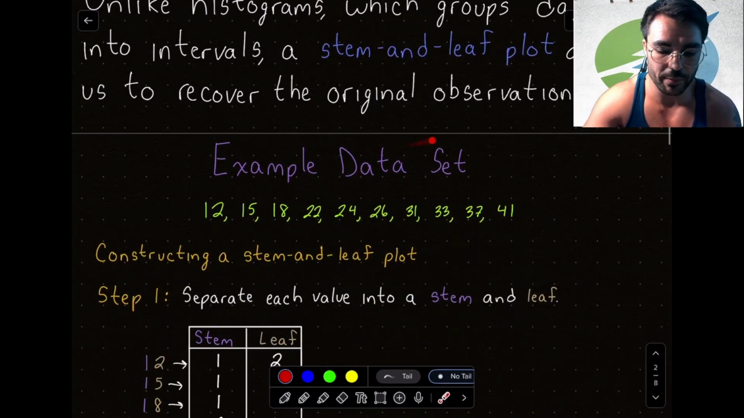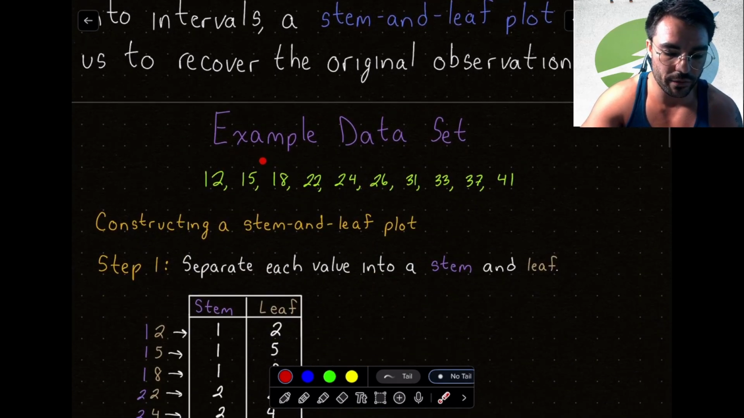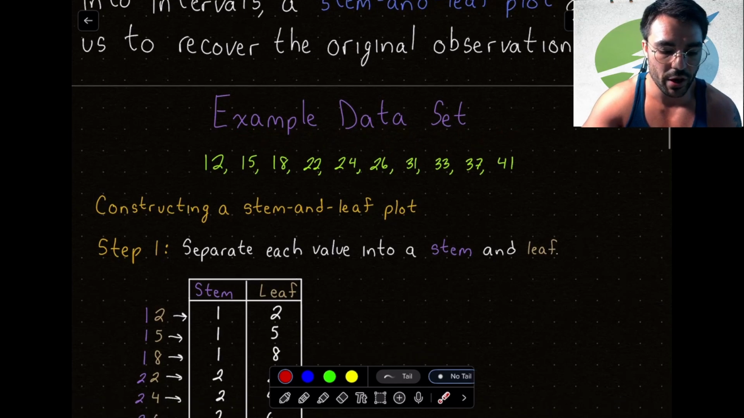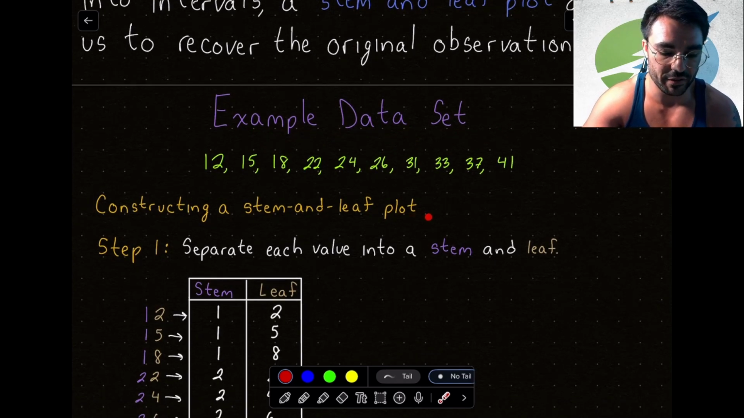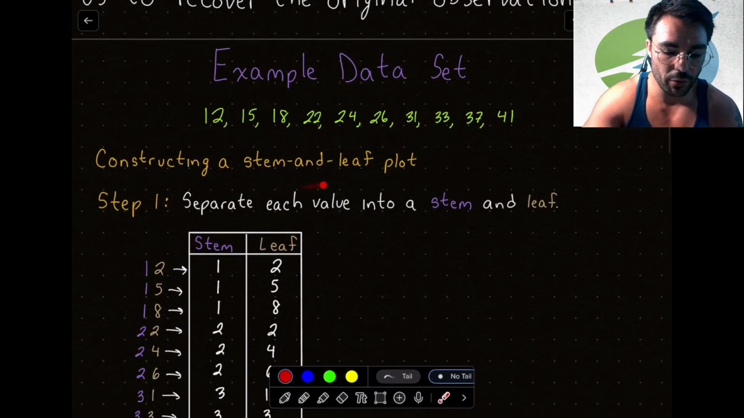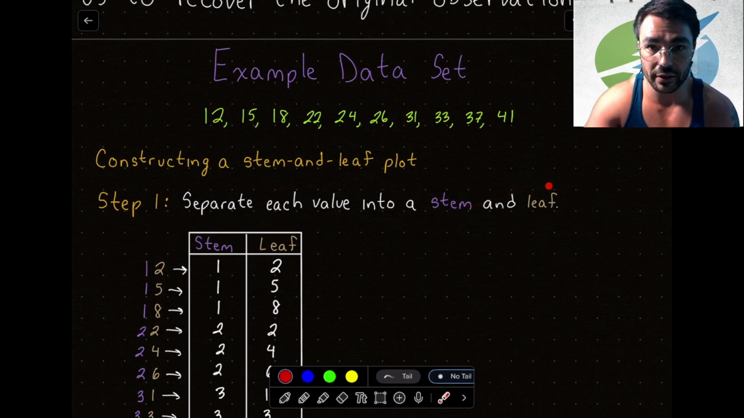Here we have an example data set: 12, 15, 18, 22, 24, 26, 31, 33, 37, and 41. So here's how we construct the stem and leaf plot. Step 1, separate each value into stems and leaves. Stems are essentially the tens place, while leaves are the ones place.